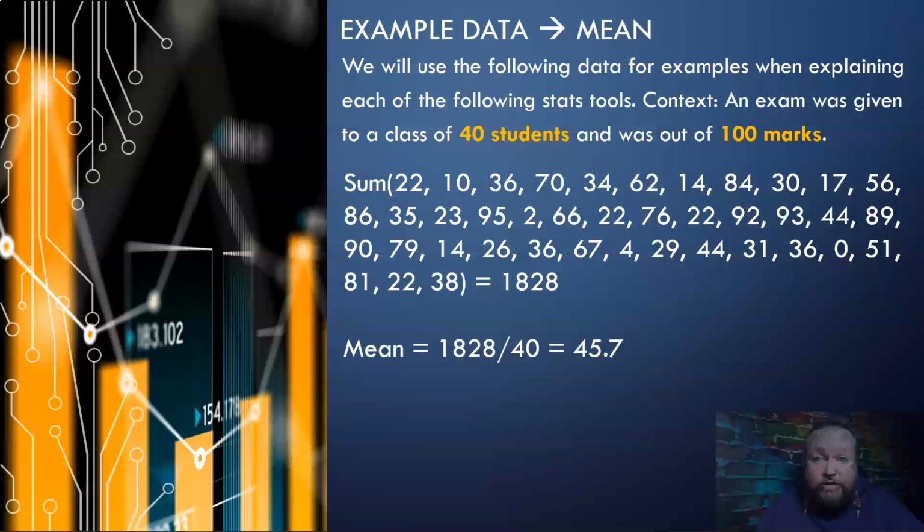So that means for the test out of 100 marks, the average or the norm based upon the mean is getting 45.7 marks. Now, we don't know this is perfect, because maybe there were some higher marks or lower marks, these outliers, that pulled it in one direction. But we know this is roughly a norm. We can start going from there.